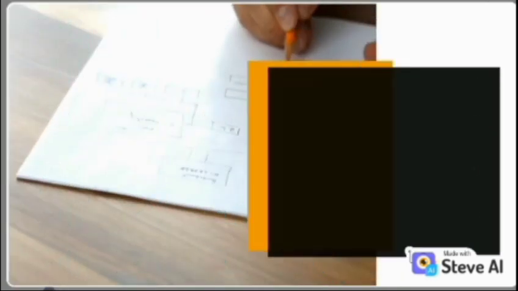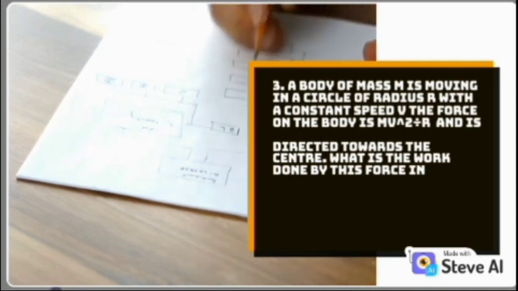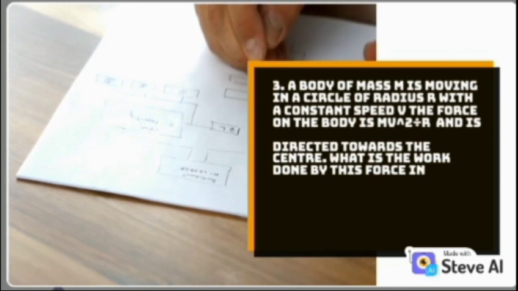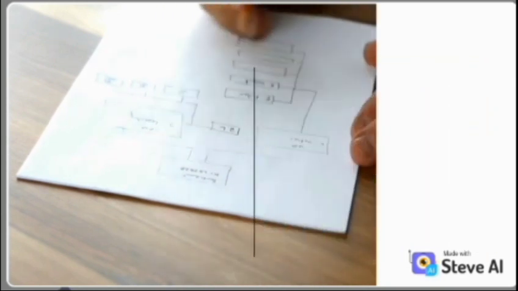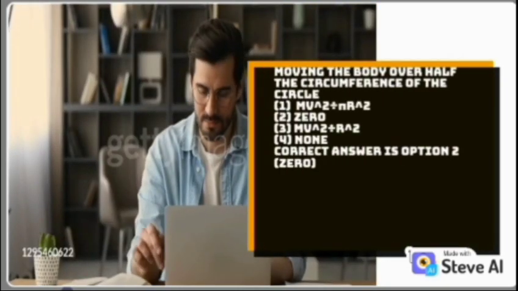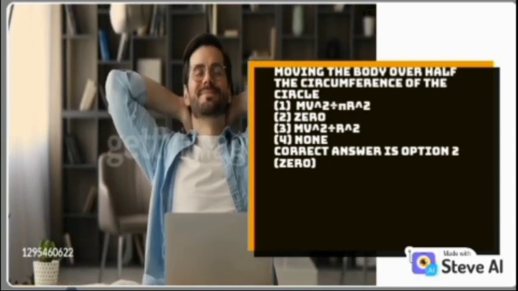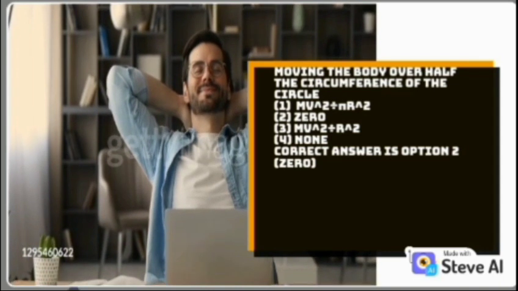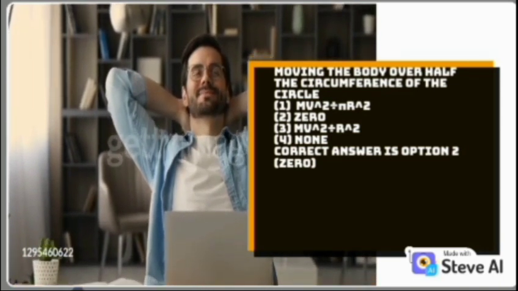Question 3. A body of mass m is moving in a circle of radius r with a constant speed v. The force on the body is mv squared divided by r and is directed towards the center. What is the work done by this force in moving the body over half the circumference of the circle? 1. mv squared divided by pi r squared. 2. 0. 3. mv squared divided by r squared. 4. None. Correct answer is option 2.